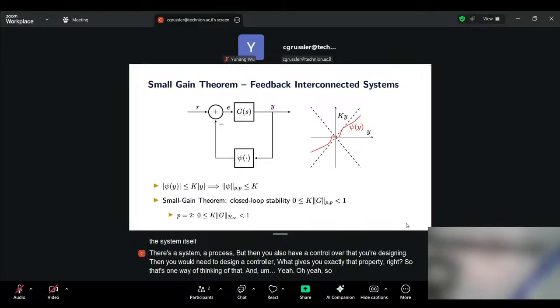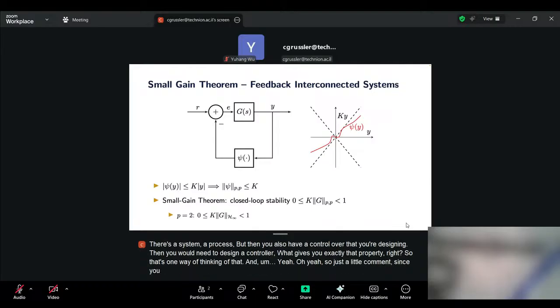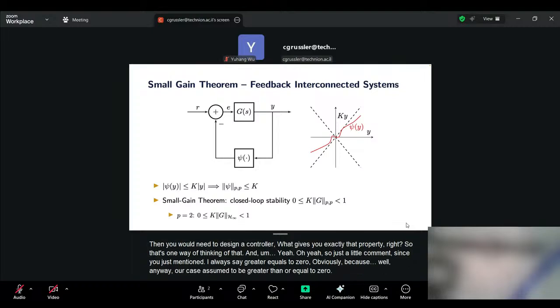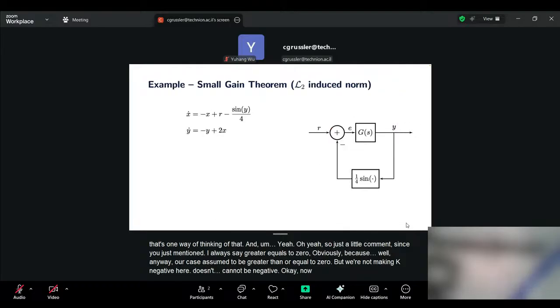Oh yeah, so that's a comment that you just mentioned. I always say greater or equal to 0, obviously because our k is assumed to be greater or equal to 0. You're not making k negative here. It cannot be negative.